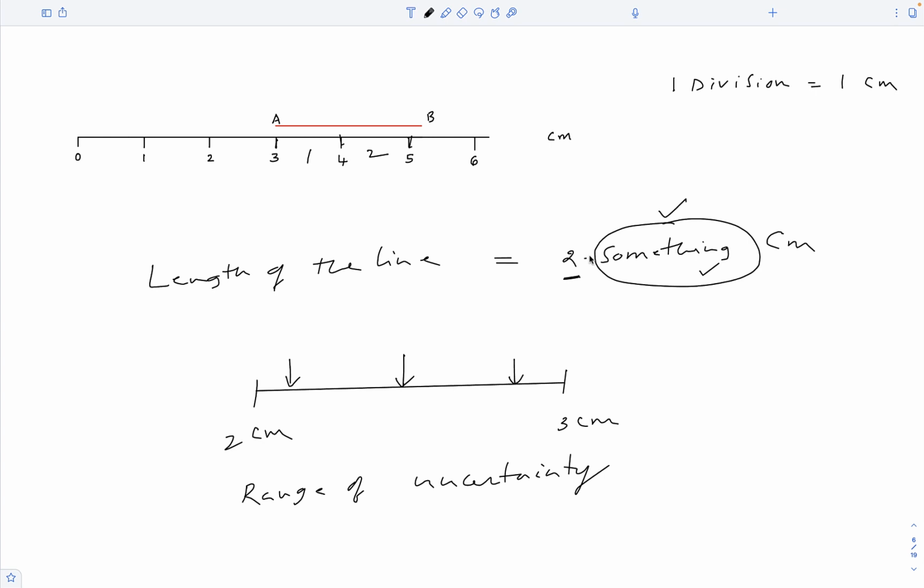Now the question is, if you cannot read the value of this something out of the scale, can you at least estimate or guess its value? I think we can do that.